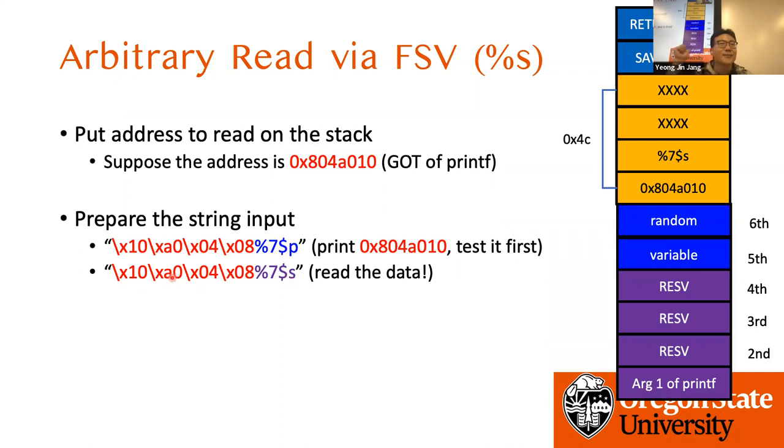Any questions about this method? So the logic is that printf will get the argument from the stack, and our buffer is also on the stack. So we can put any kind of value, and that can be used as an argument. And if that argument is an address and we use %s, it will leak the data for us.